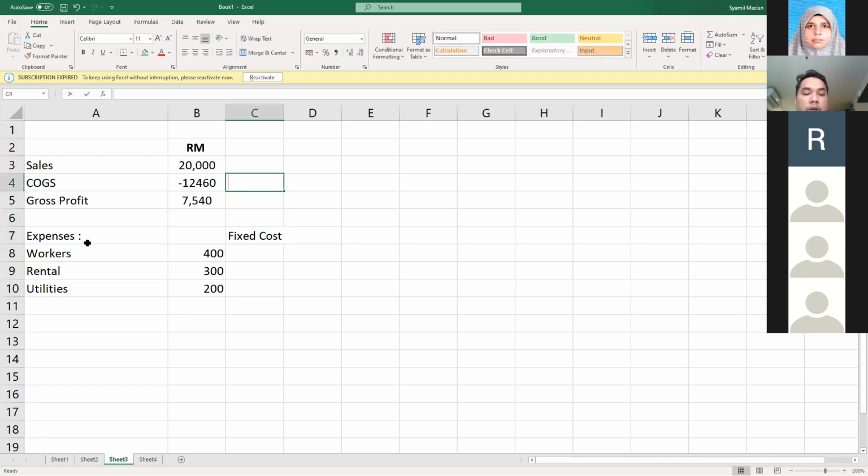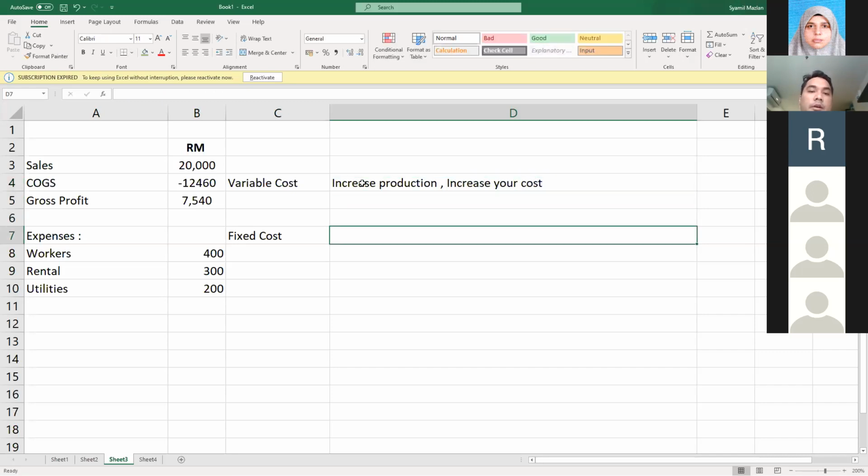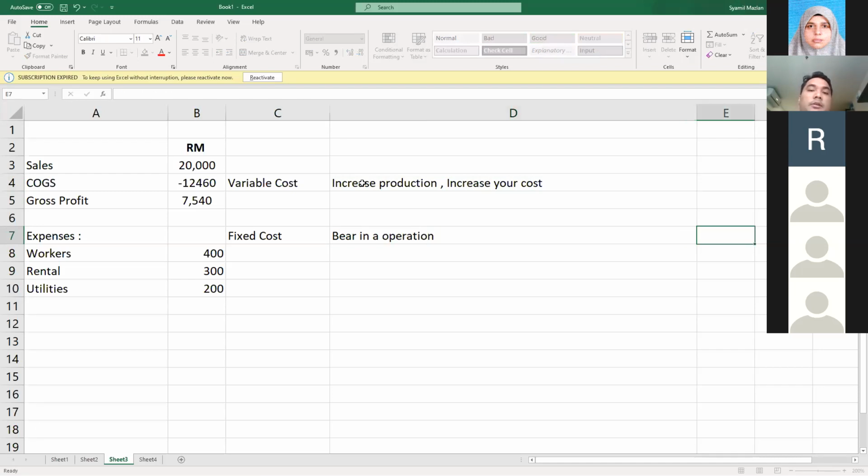So this is what we call a variable cost. I repeat, what is meant by variable cost? When you increase your production, it will increase your cost. But in the fixed cost, no matter what happens in your production, the cost is still something you need to bear in operation. For example, whether you make good sales or not, you also need to pay your workers about 400 ringgit.